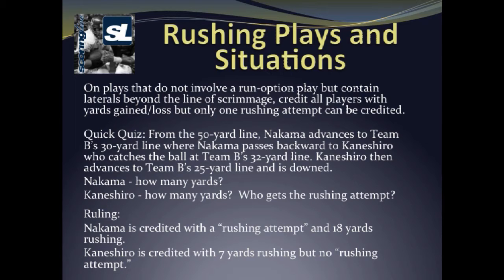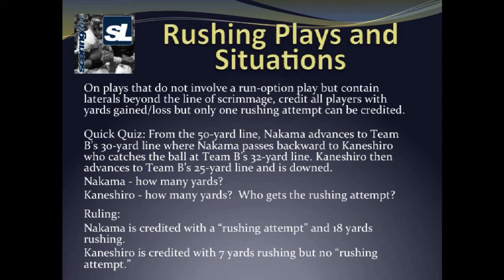So the net is still the same. The net is 25 yards. 18 plus 7 is 25 yards, because they went from the 50 to the 25-yard line. Who gets the attempt? The first guy gets the attempt. Nakama gets the attempt. Again, take play by play. Very, very important. If you have one spotter in there, that'll help you.